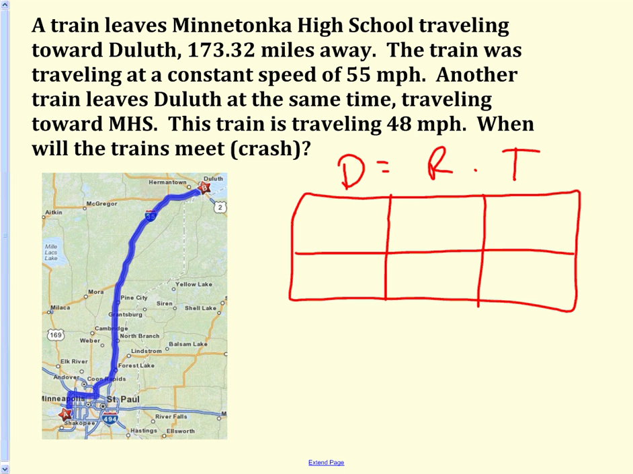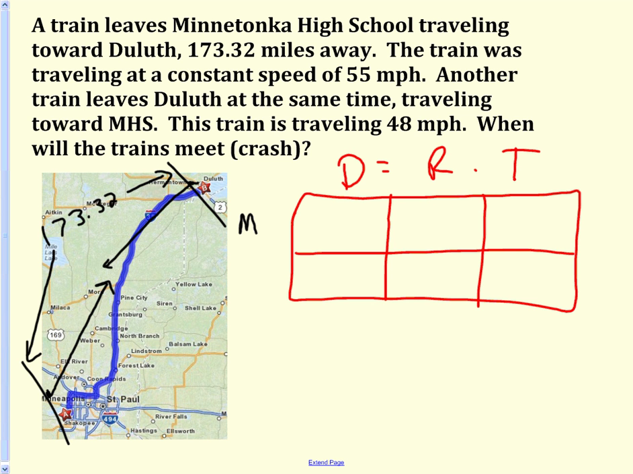Okay, so here's my picture. Minnetonka, train's heading that way. Duluth train, heading that way. They're going to end up hitting each other, right? I don't know how far either train went, but I know the total from here to here. What's that? 173.32 from there to there. See what I'm saying? So I don't know how far these are, but I know they add up to 173.32. Okay, so here's the Minnetonka train, here's the M train, and here's the Duluth train.